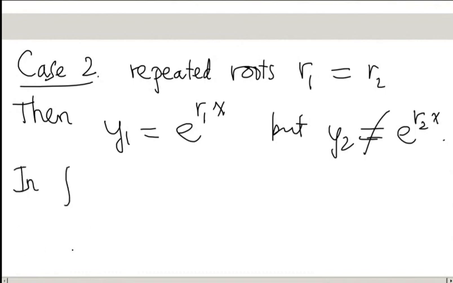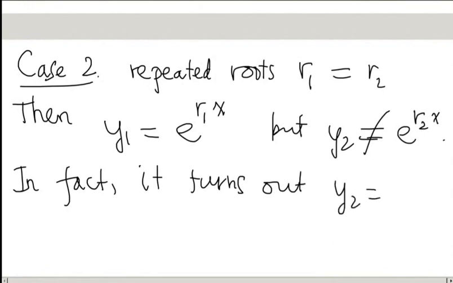So in fact, it turns out y2 is x times y1, which is e to the r1x. We will discuss case 2 in topic 12. I will explain why such a y2 is a solution, and then we will look at examples.